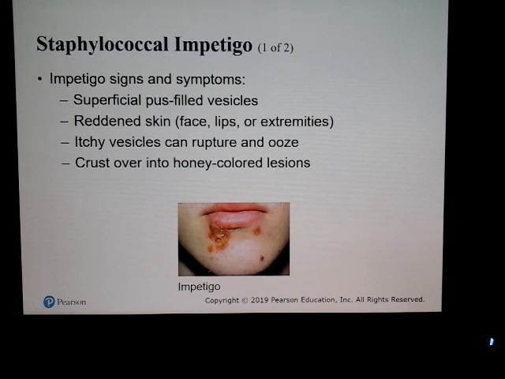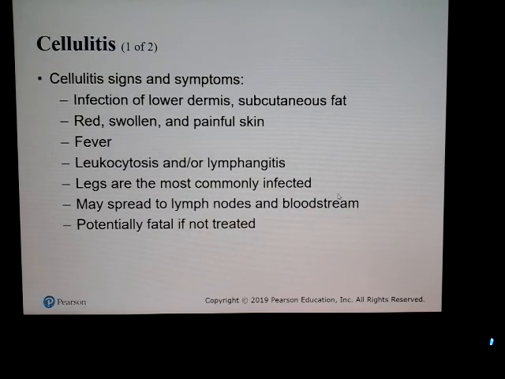So the first disease I'd like to discuss with you guys caused by staph is impetigo. And it's a pus-filled type vesicle, reddening on the face, lips, or extremities. Take a look here. You can see that crusty look. You can see there's little satellites over here that are starting to eat into the skin. And when it crusts over, guys, it's usually like a golden or honey color lesion.